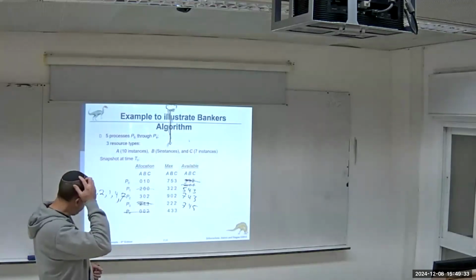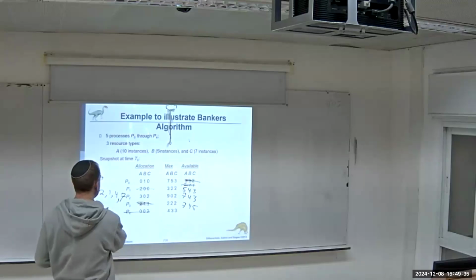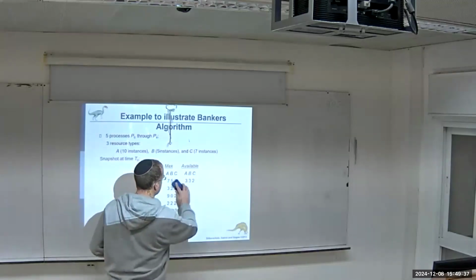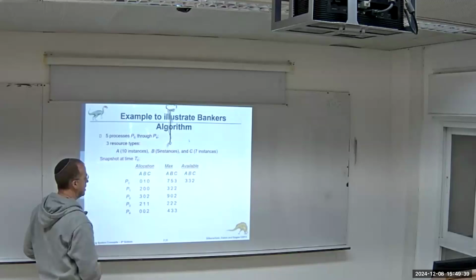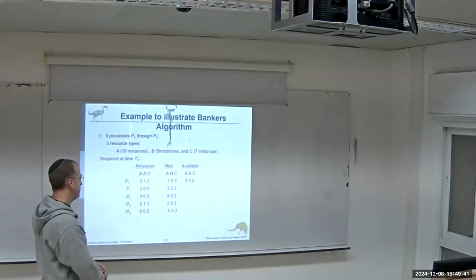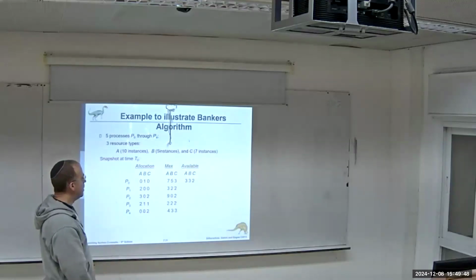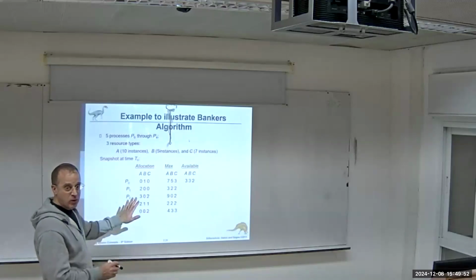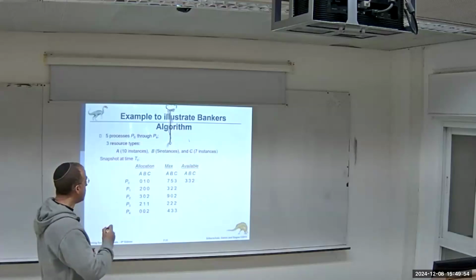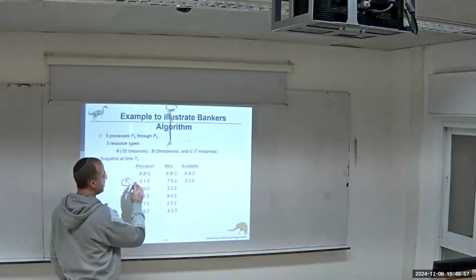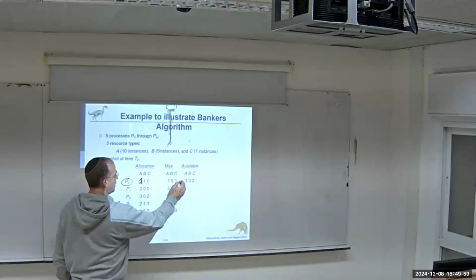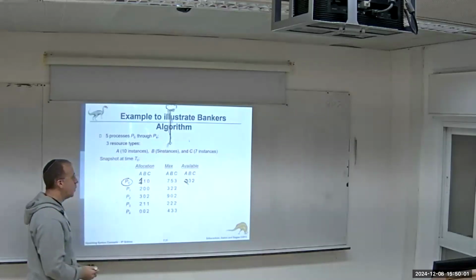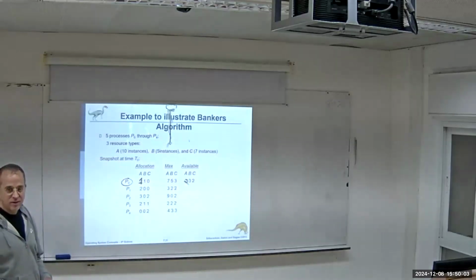In other words, let's think of something. Let's say, for example, that P0 requests 1A. At this point, we're in a safe state. We've proven this is a safe state. Now comes along P0 and he says, please give me 1A. So he wants to change this to a 1 and change this to a 2. Will we still be in a safe state?